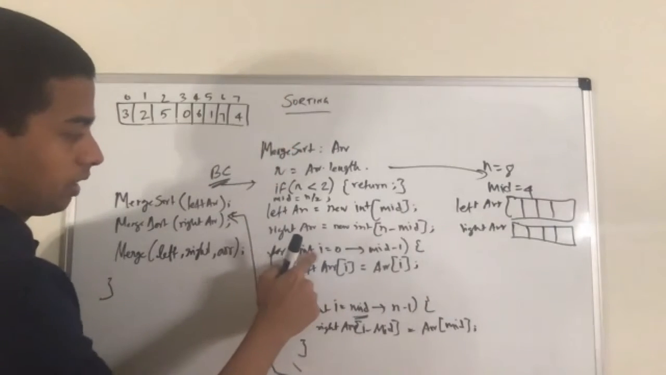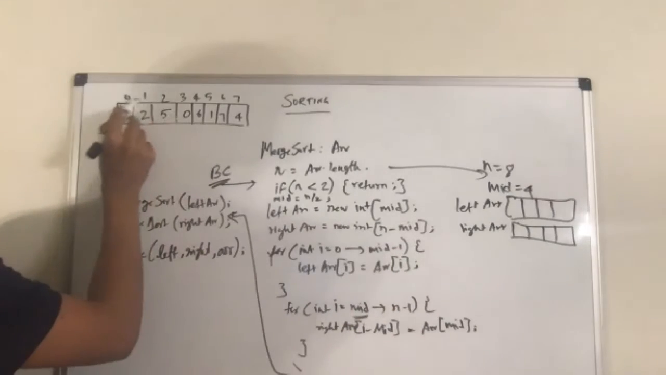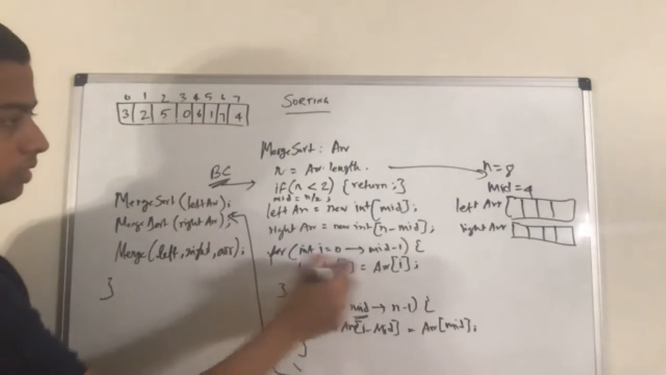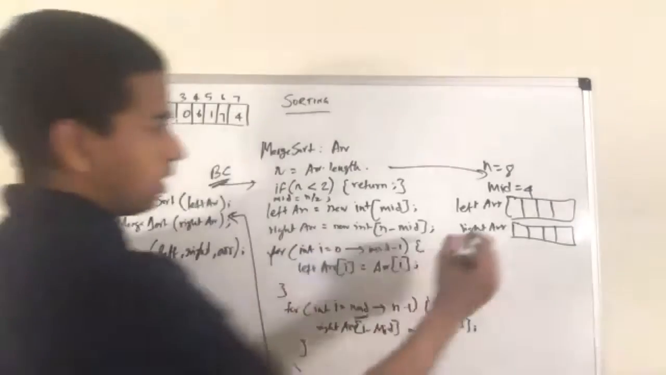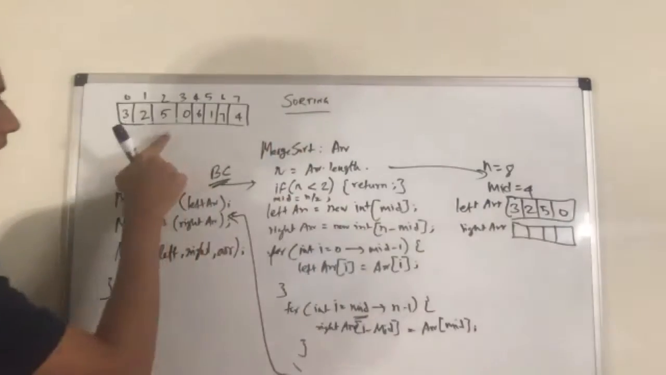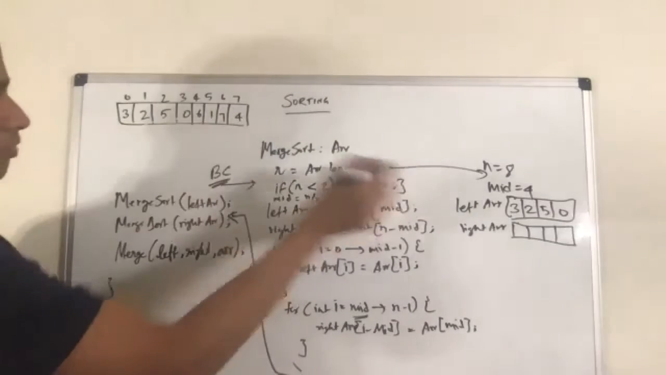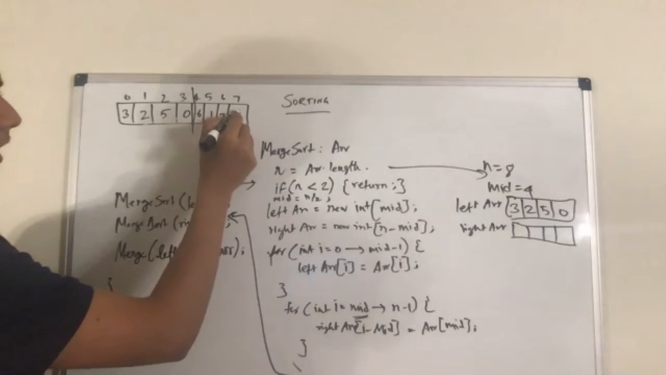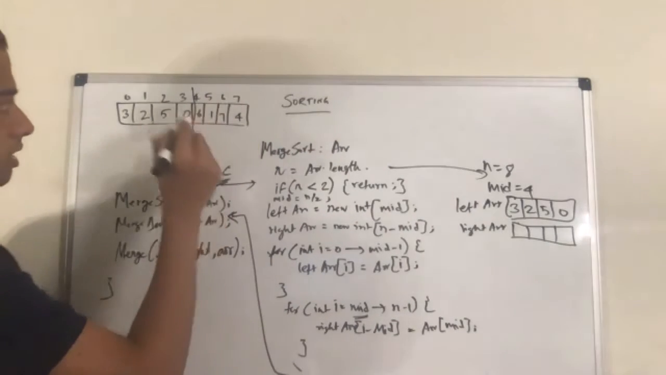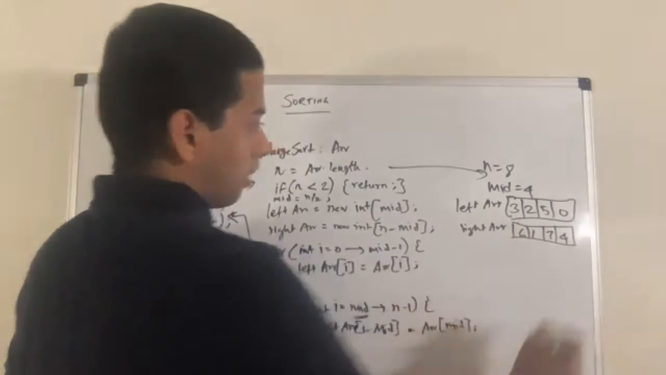Then what are we doing? We are taking the 0th element all the way up to mid minus 1. So 0 to 3, we are inserting into the left array. So that means 3, 2, 5, 0 will come here. Then in the right array, what are we doing? Mid to n minus 1. Mid is 4 to n minus 1. N is 8, 8 minus 1 is 7. So we are inserting 6, 1, 4, 7 here.